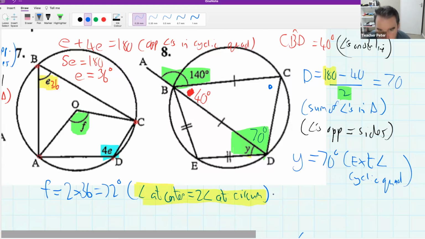Could you use alternate angles as a reason? You can't, because there are no parallel lines here. The only time you would have been able to use alternate angles is if you had these arrows indicating the lines were parallel, but there's no evidence to indicate they are parallel. So what I would say is that this has to be 140, therefore this has to be 70.